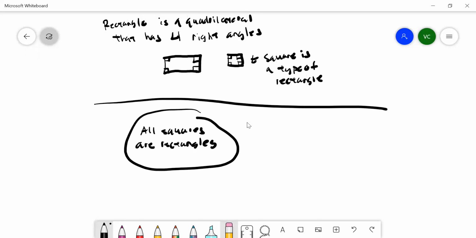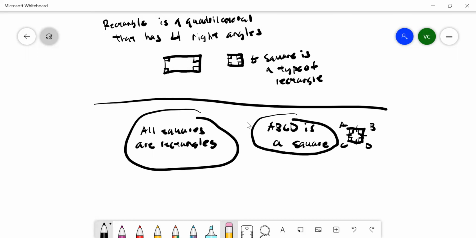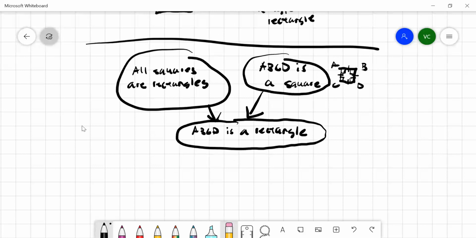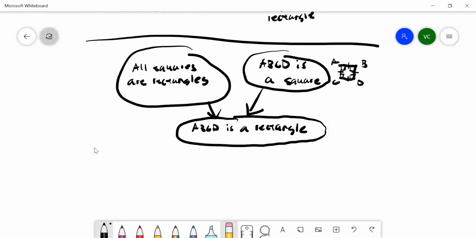And then our second fact is ABCD is a square. Let's say you had this shape and it was called ABCD, and all 4 sides were equal. So ABCD is a square. So that's our second fact. And that leads to our conclusion. ABCD is a rectangle. You see how that makes sense? So if all squares are rectangles and ABCD is a square, then ABCD is a rectangle.